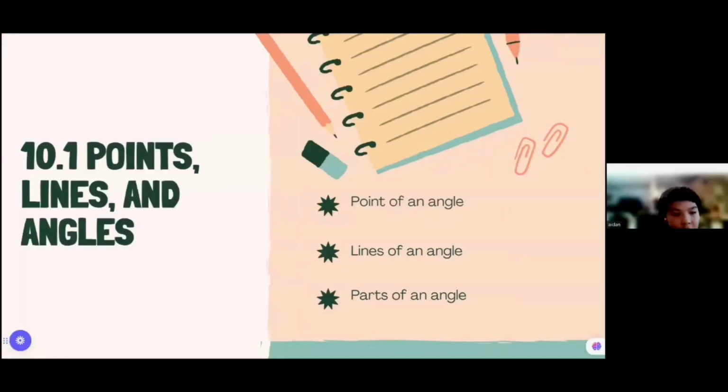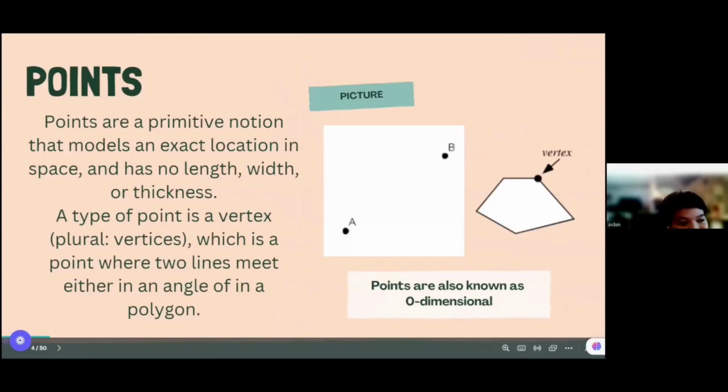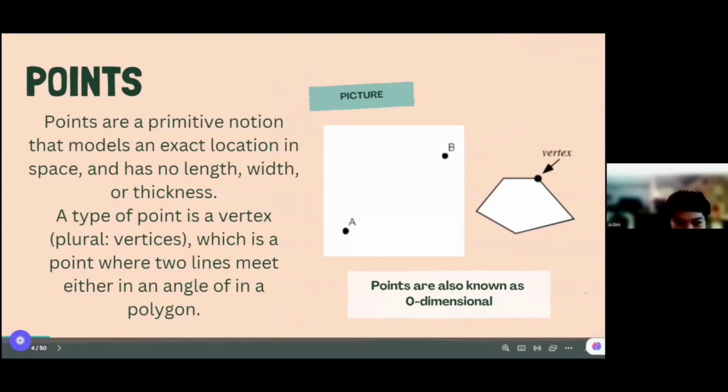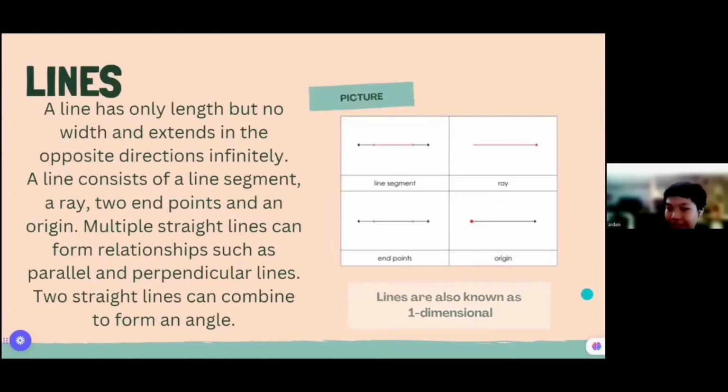Okay, so the first topic we're presenting today is points, lines, and angles. So points are like dots. It's a primitive notion that models an exact location in space and has no length, width, or thickness. A type of point is a vertex. A vertex is like a corner. Like in the polygon here, you can see the corner is called a vertex, and in the picture on the left, you can see point A and point B. They're like dots.